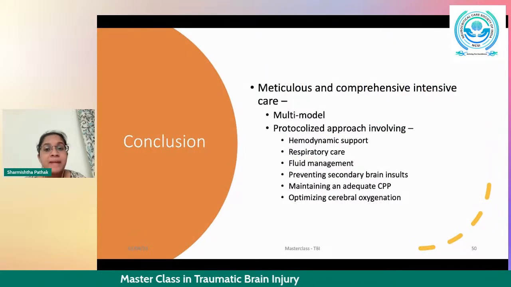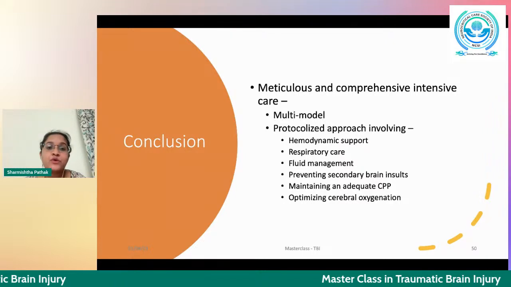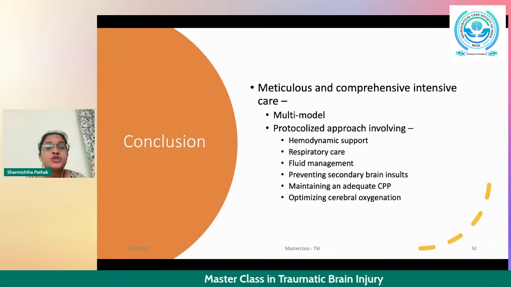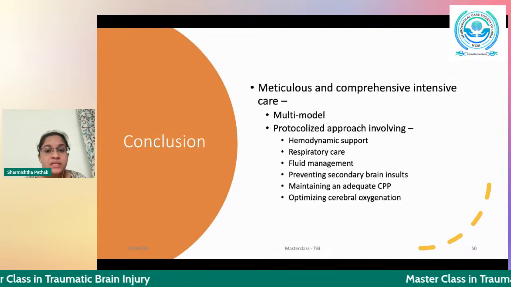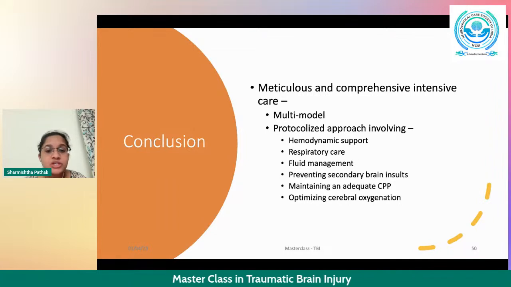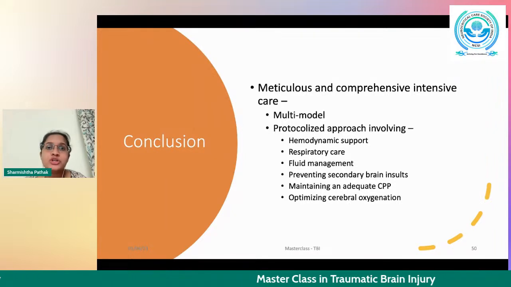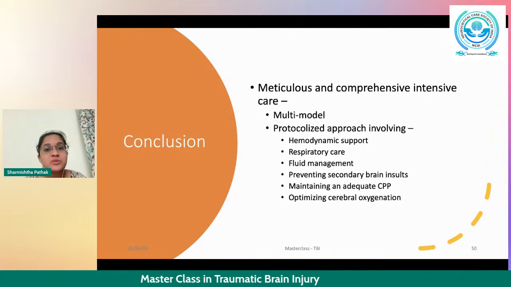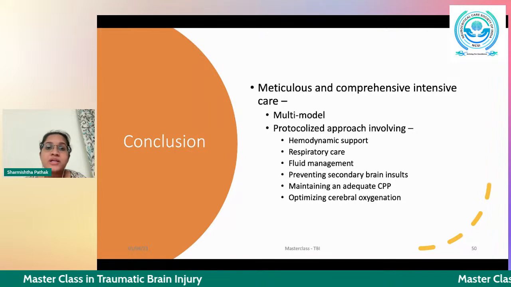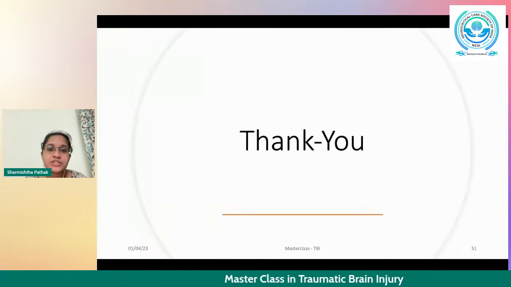So in conclusion, meticulous and comprehensive intensive care is what is required by TBI patients for successful management. It should be multimodal and protocolized, involving hemodynamic support, respiratory care, fluid management, ideas on preventing secondary brain insults, maintaining an adequate cerebral perfusion pressure, and optimizing cerebral oxygenation. So in a nutshell, it requires a multidisciplinary approach with the help of a neurosurgeon, neurointensivist, physiotherapist, and respiratory care physician, so as to provide a holistic approach to the patient, resulting in good recovery and rehabilitation. Thank you.